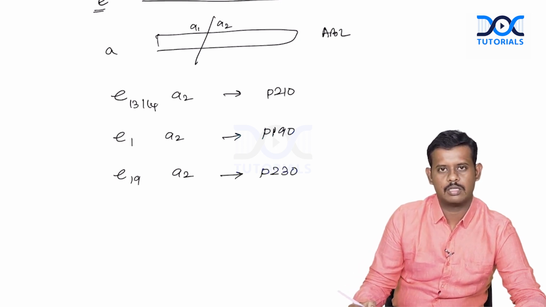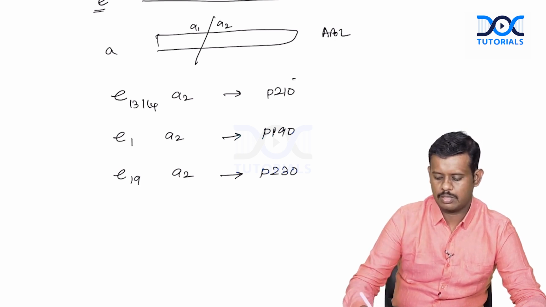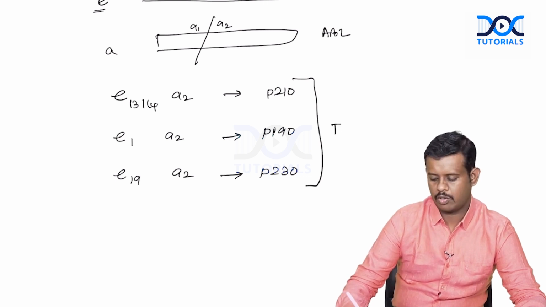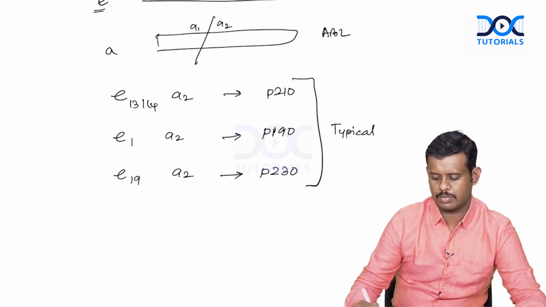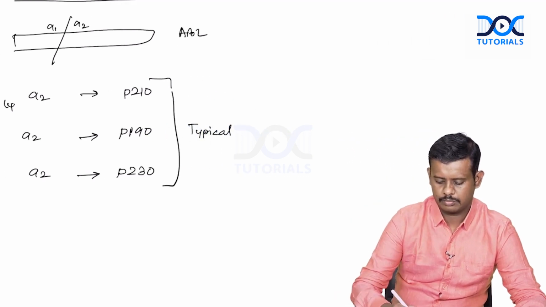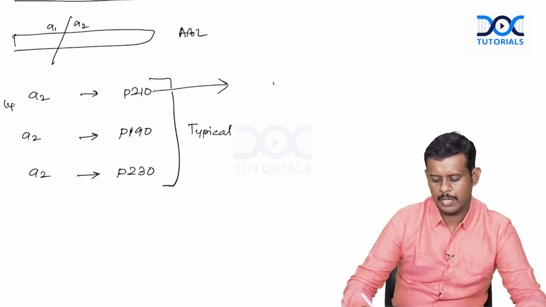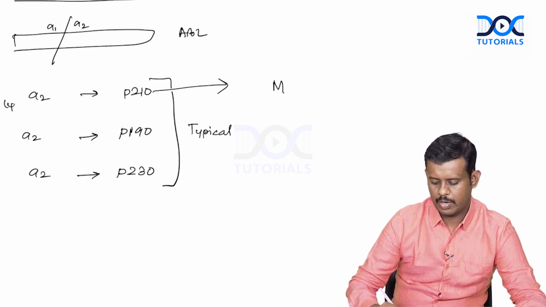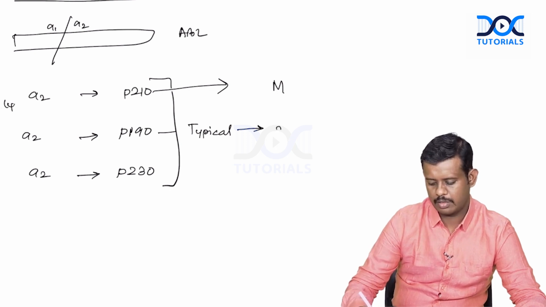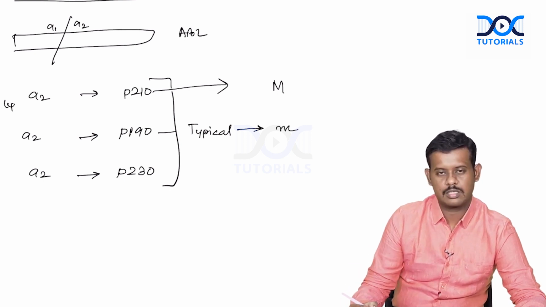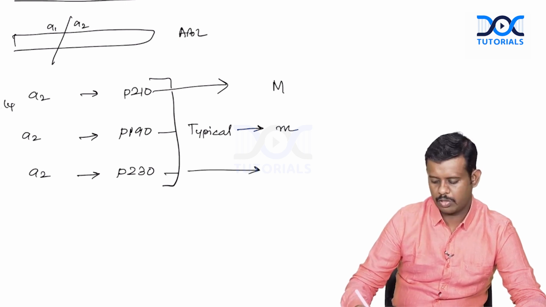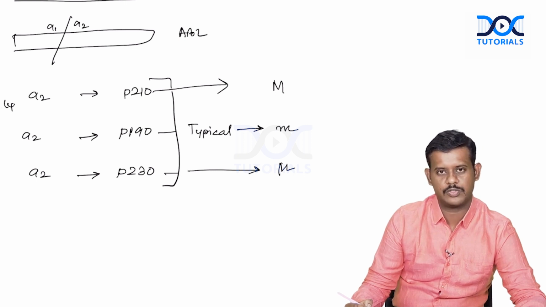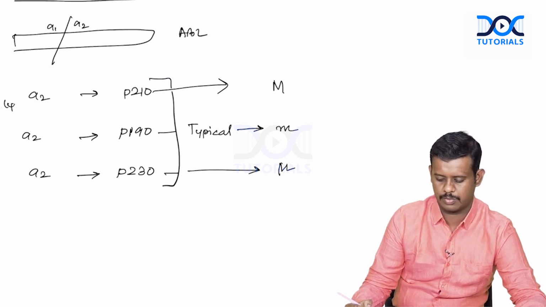So these three are different proteins which are expressed in different types of CML. These are grouped under a common heading called typical transcripts. Again, 210 is called the major transcript. The 190 is called the minor transcript. This is how the transcript is being represented. And 230 is called the micro transcript. So these three are different types of the typical CML transcripts.